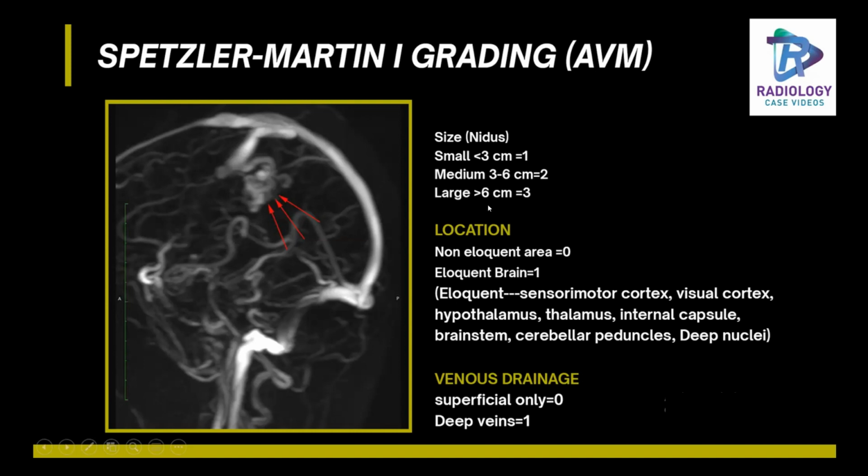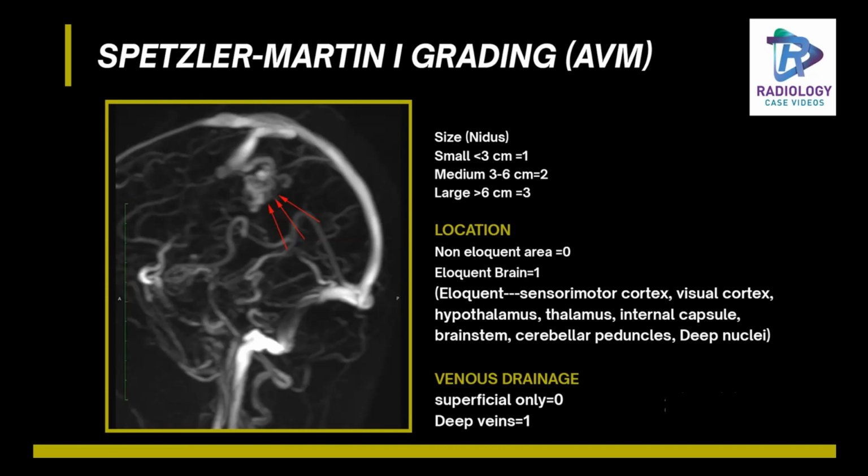So the size is basically defined by the largest diameter of the nidus on angiography. Eloquent areas of the brain are sensory, motor, language, or visual cortex. Also, we have hypothalamus and thalamus, internal capsule, brainstem, cerebellar peduncles, and deep cerebellar nuclei. The venous drainage pattern is divided into deep and superficial based on where they drain into.